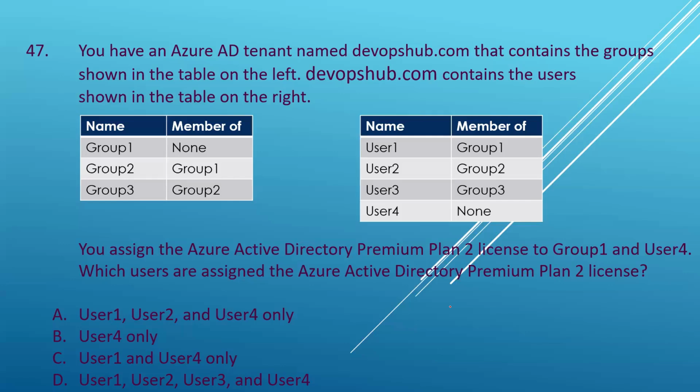And then if you look at both the tables, you will notice user 1 is the first level member, which means it will get the Azure AD P2 license, and group 2 or 3 are nested, which contain other users, so they won't get the license assigned. Therefore, the correct answer in this case is option C, user 1 and user 4 only.